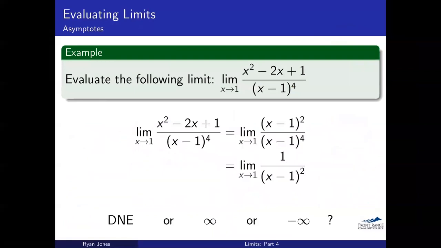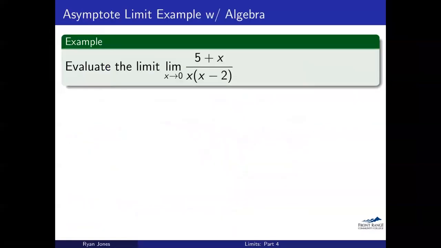Let me go ahead and skip past this work that I've already done. Now let's go ahead and look at this example. Limit as x approaches 0 of (5 plus x) over x times (x minus 2). I would be at a loss on how to graph this by hand. This is not something that I would expect you to graph by hand. This is not something that I could even graph quickly by hand right now.